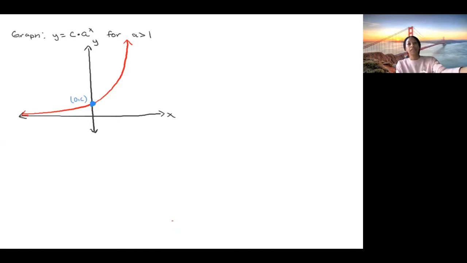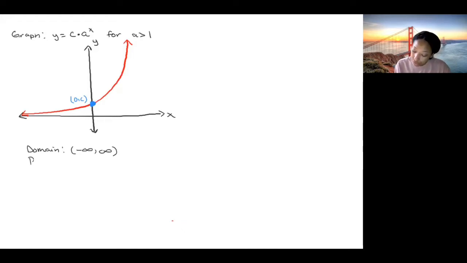Okay, and then some important characteristics here. First, the domain of this function. Remember, domain is all of the possible numbers we can plug in for x. I can take a number and raise it to any power. The exponent can be any number, positive, negative, decimal, fraction. So the domain is all real numbers, which we denote with interval notation, negative infinity to infinity.